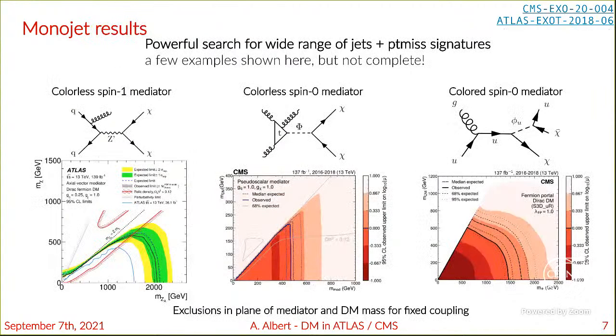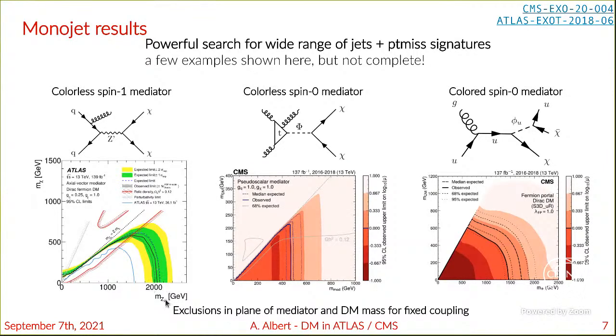In terms of results, for these types of searches, I don't want to nail this down too much to one model. This is really sensitive to a broad range of models. Basically, anytime you produce missing ET going one direction, jets going the other direction, this type of search is going to be sensitive. They're very inclusive. I show you three specific cases here for dark matter models where the limits are always posed in a mass-mass plane.